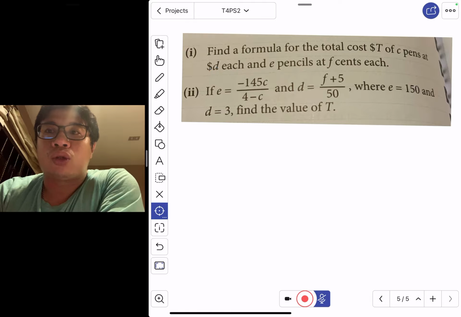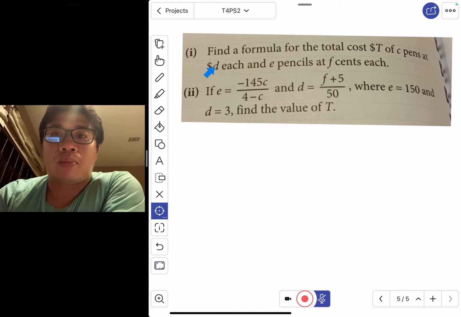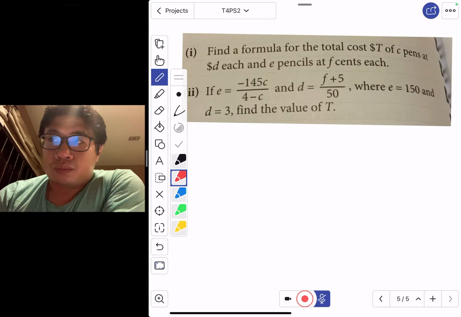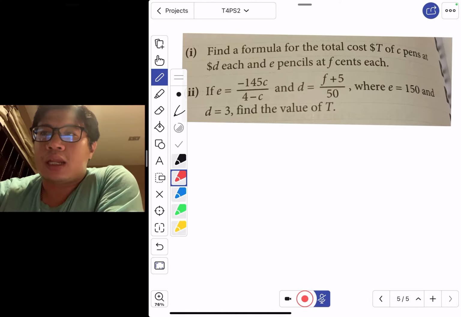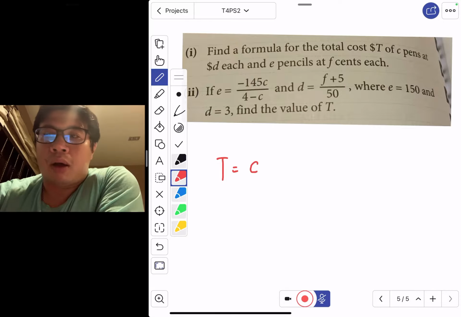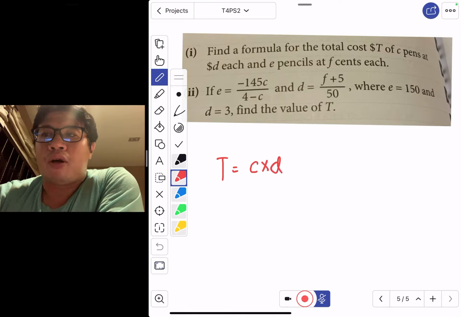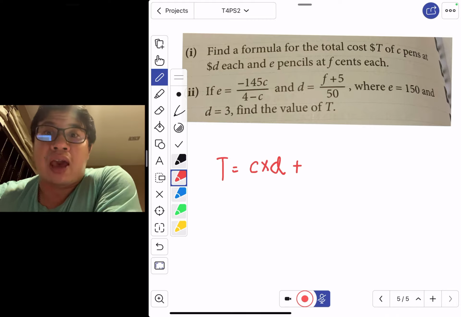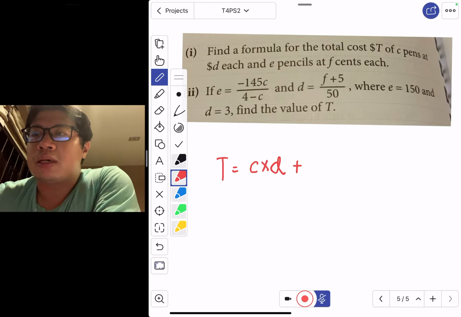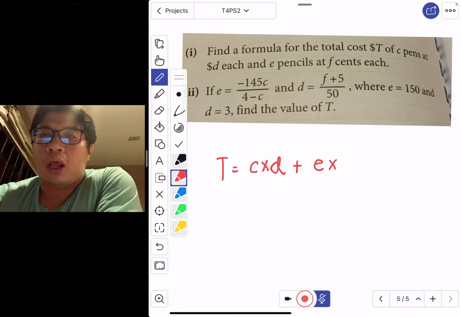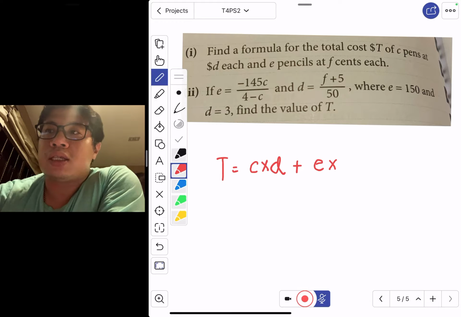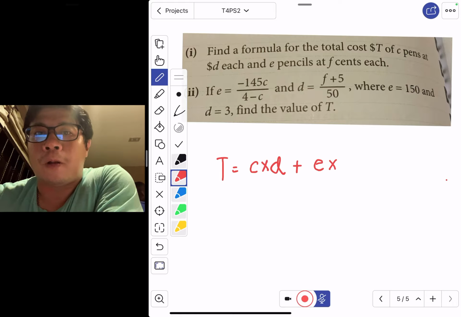You basically have the total cost as the number of pens multiplied by the cost of each pen. So for the pens, the total cost T will equal C multiplied by D, that is the number of pens multiplied by the cost of each pen, plus E pencils, and each pencil costs F cents. Take note that everything here is in terms of dollars. It means that you need to change F to be in terms of dollars.